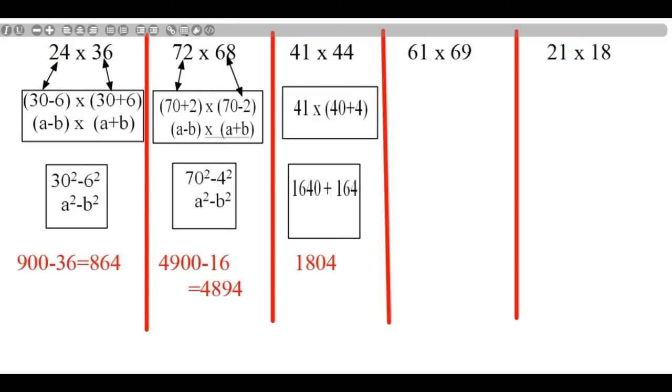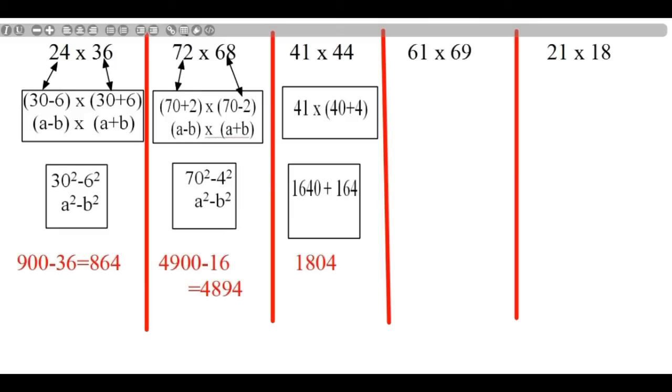Now one point I would like to mention is how to decide whether (a+b)(a-b) is applicable or not. The simple point is that the formula is applicable if and only if the difference between the two numbers is even. For example, 24 and 36, the difference is 12, an even number. Hence, I can go for (a+b)(a-b). Similarly, 72 and 68, the difference is 4, so (a+b)(a-b) is possible.